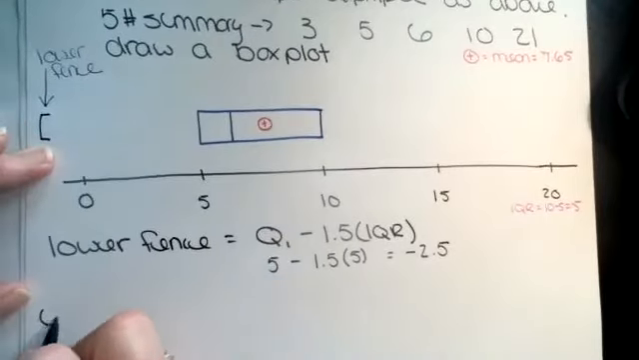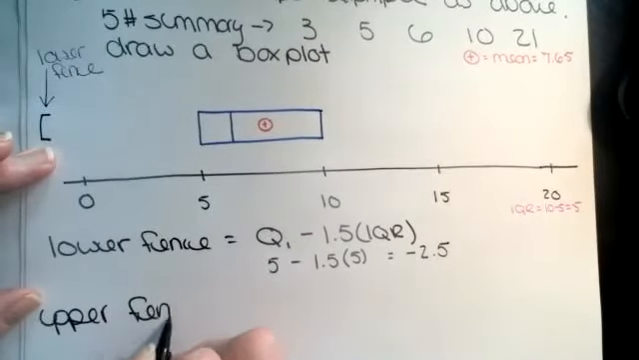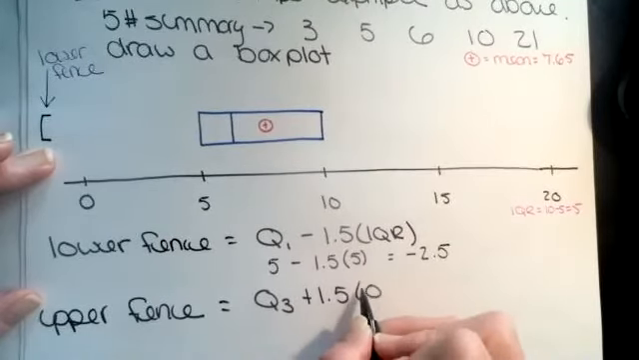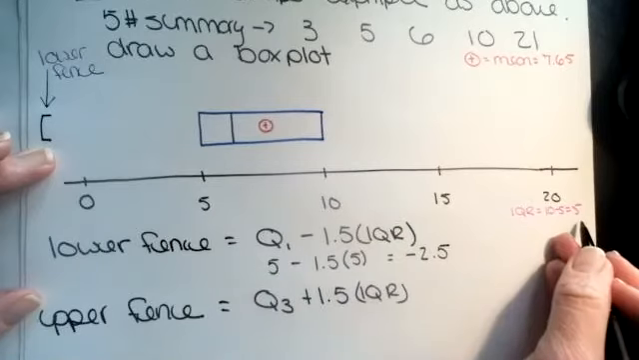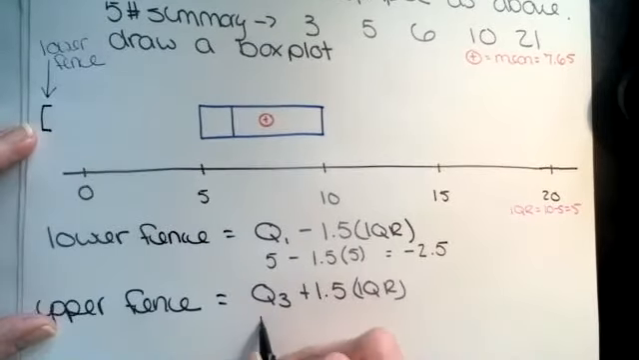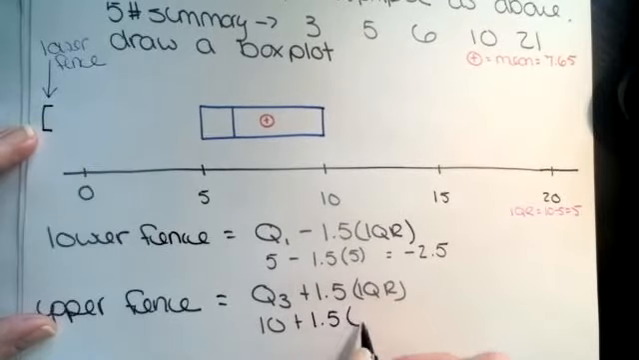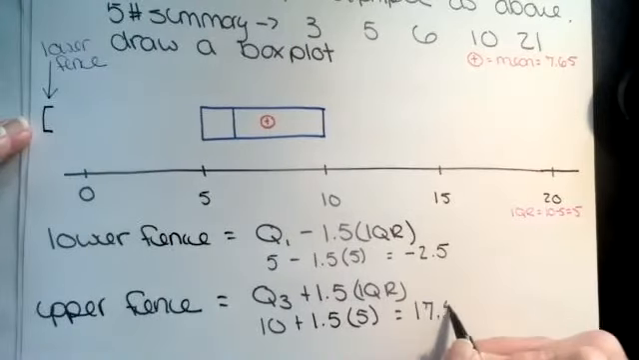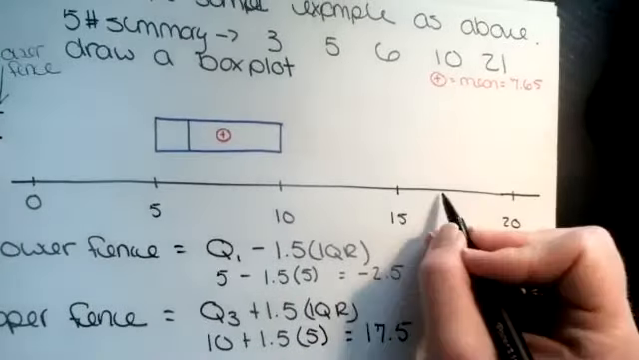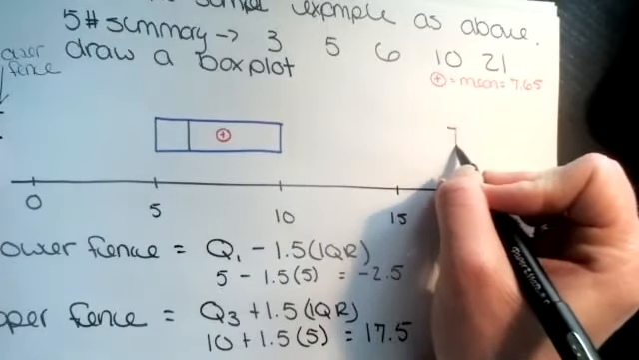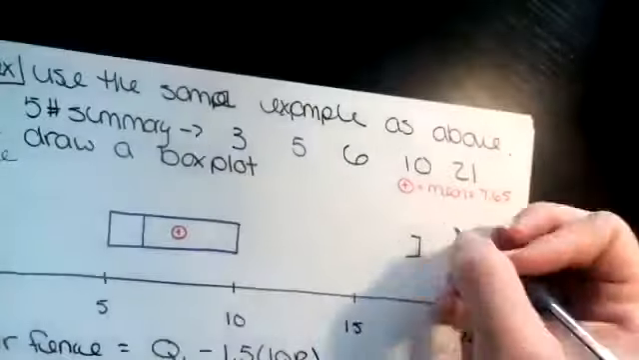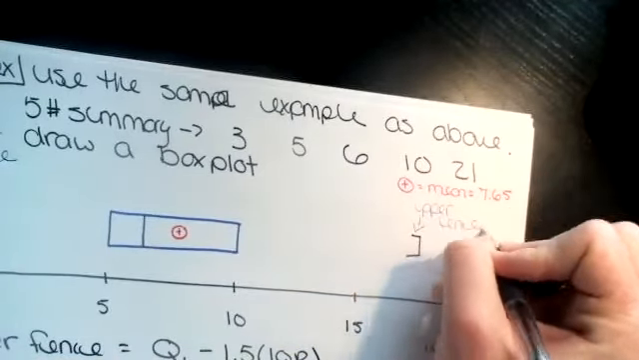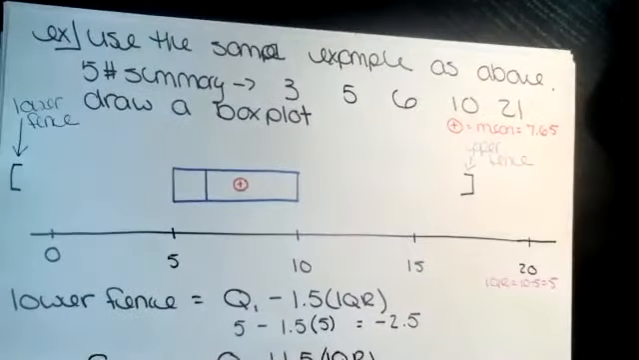Now let's take a look at the upper fence. I have to calculate that as well. So my upper fence is quartile 3 plus 1.5 times the IQR. Again, we already know IQR is 5. So I'm going to just plug everything in. So 10 plus 1.5 times 5. That gives me 17.5. So I'm going to mark that on my upper fence. It's somewhere right around here in the middle between 15 and 20. So I have my upper fence. You don't have to write what they are. I know what they are when you draw it. I'm just doing this for notes.